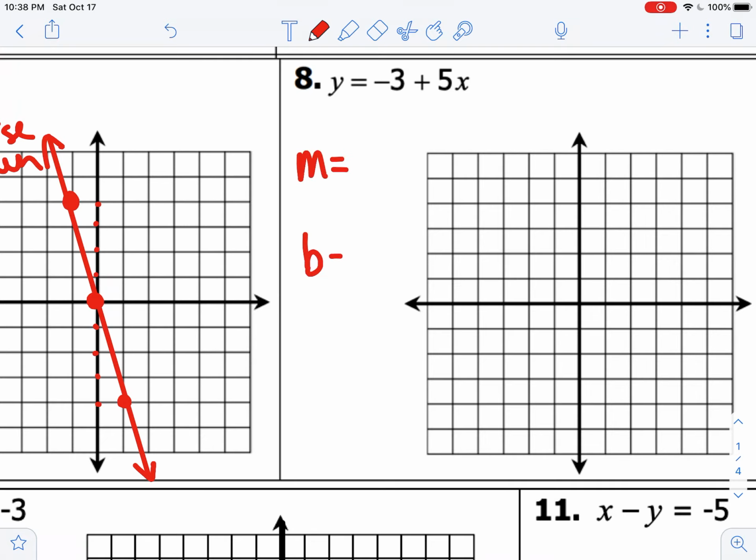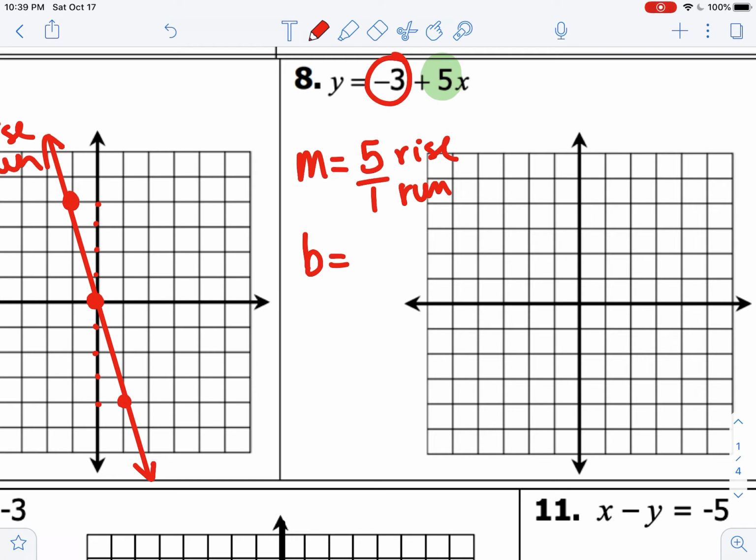Awesome. Okay, number 8. Now, this one's a little bit backwards. Okay, again, looking for our slope, looking for our y-intercept. So when we find our slope, we're looking for the number that is right next to our x, because your slope and your x are married. So this guy right here, there it is. It's a 5. Now, to make that 5 a fraction, we place it over 1.